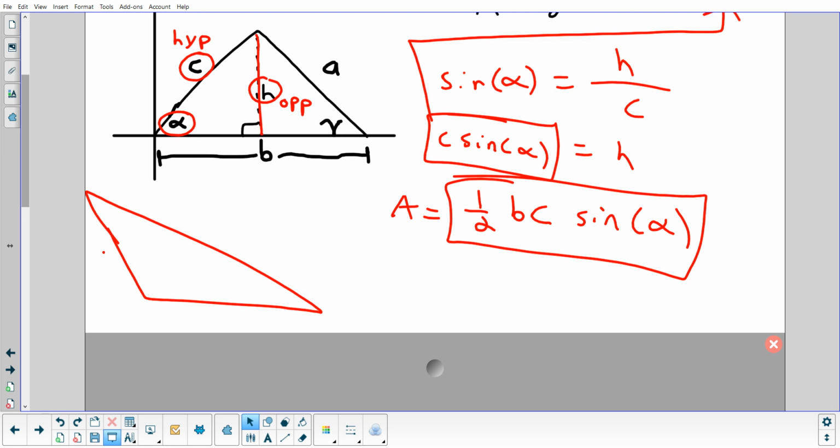Look at our kind of generic triangle. This would be alpha, beta, gamma. 1/2 BC sine alpha. Where is this angle compared to the two sides that you're using? John? It's right in the middle of them. So, what's another way you think you could write this formula? John?